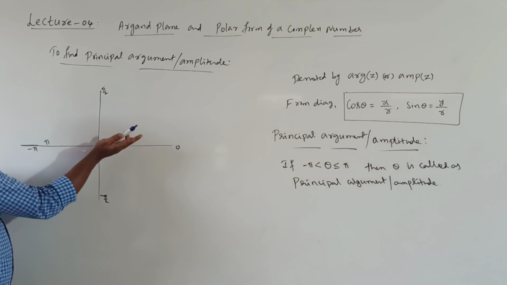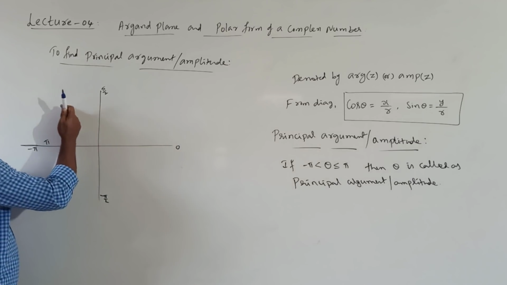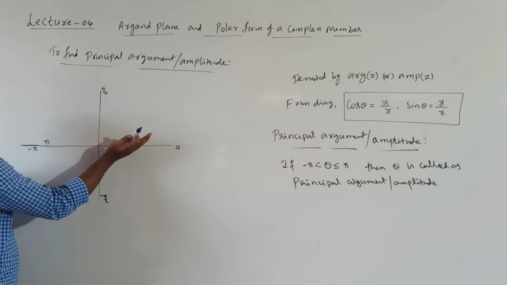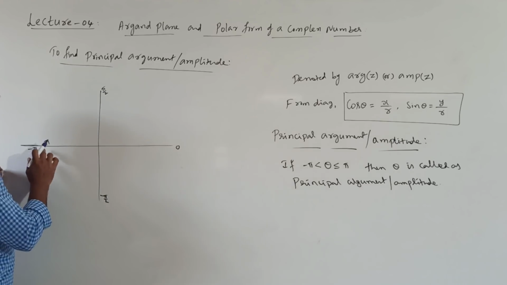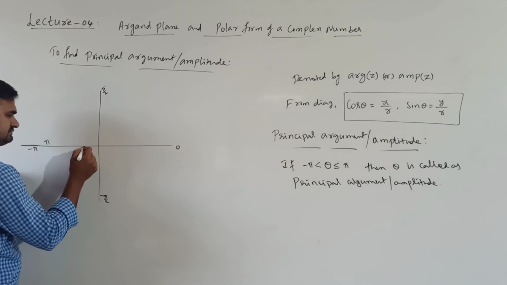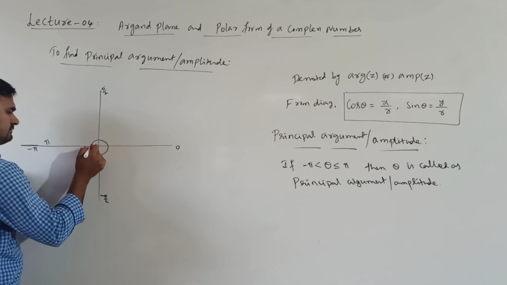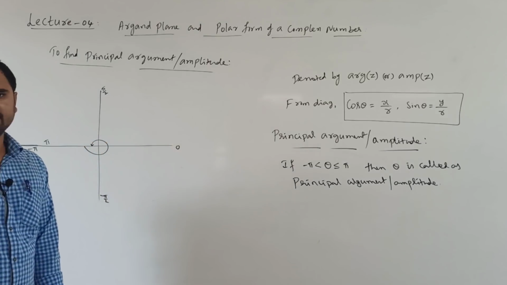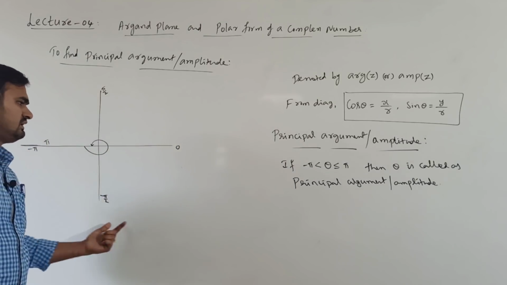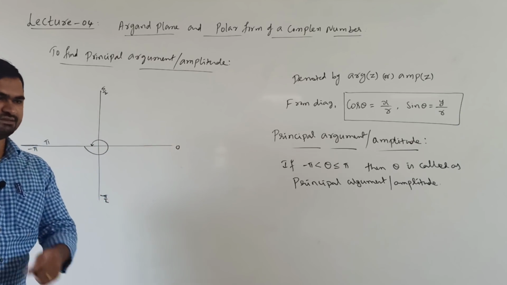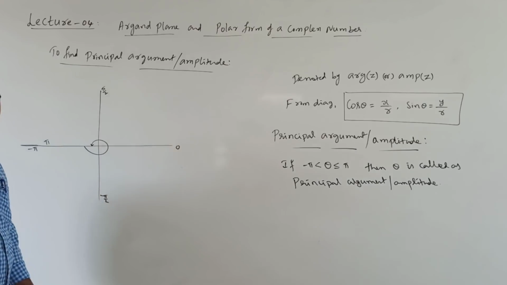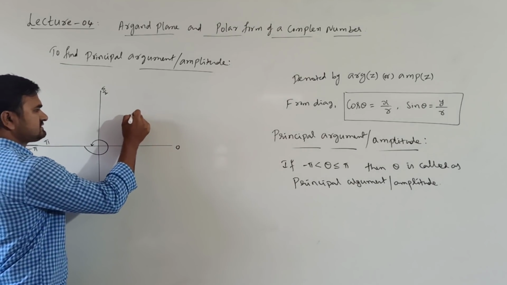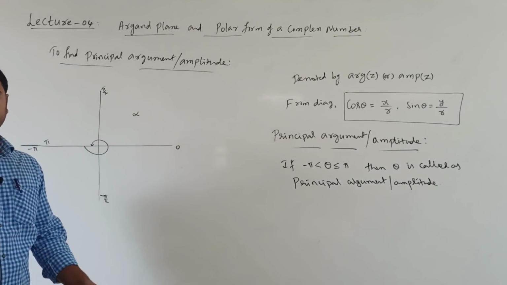Understanding? So from 0 anti-clockwise it is positive up to pi, from 0 clockwise it is negative up to minus pi. Since we are taking the angles from minus pi to pi, we are taking one complete revolution, so all the solutions will be covered here. So if the angle lies in first quadrant, directly we can take the angle as alpha or theta.